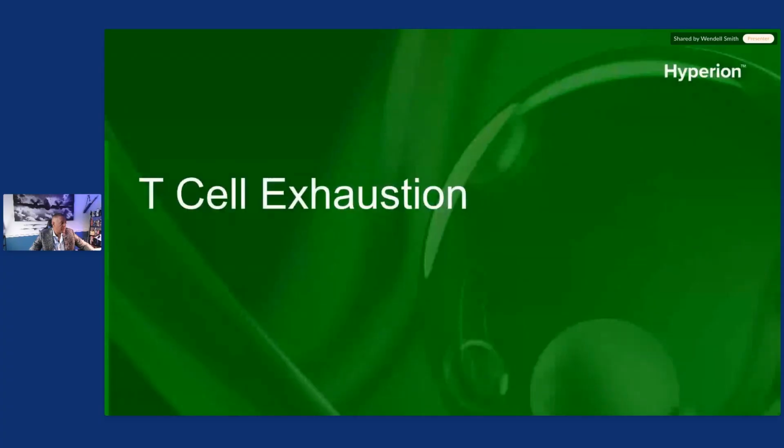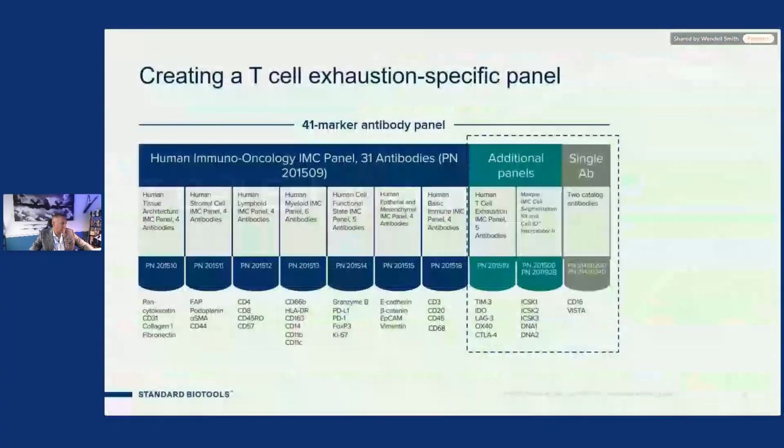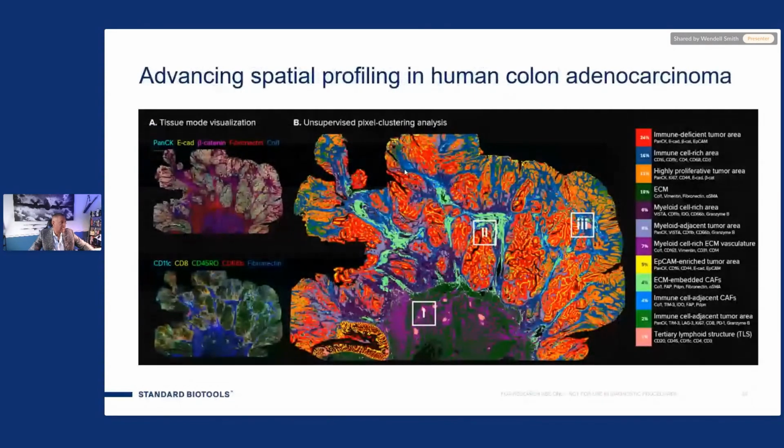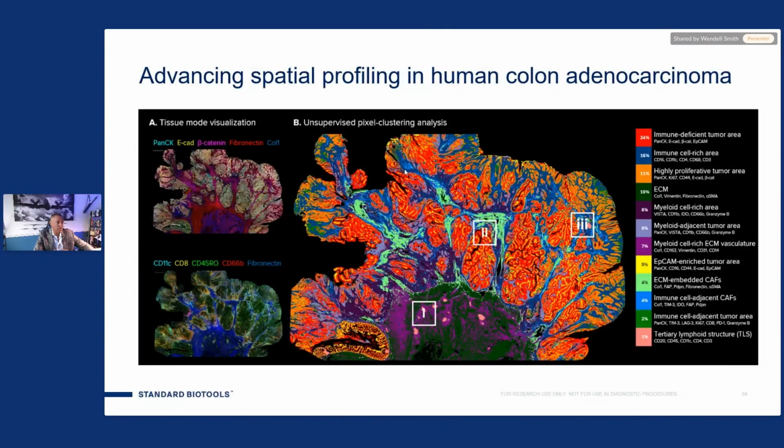Now I'm going to move into another area. What about T cell exhaustion? So here's an example of how we can do high-plex in another area. We can take that same 31 marker panel, but in this case, we're now going to use 5 antibodies from our human T cell exhaustion panel, as well as segmentation, plus 2 antibodies, in this case, CD16 and VISTA. You can mix and match any way you so desire in your panel, but we can add more, and now we're already, again, at 41 markers in this panel. In this case, we're looking at an example of human colon adenocarcinoma.